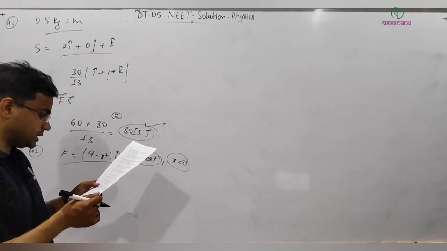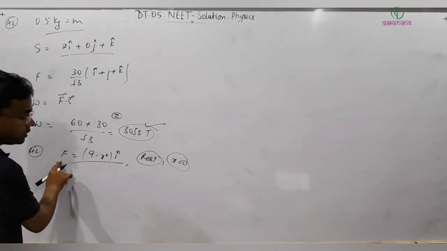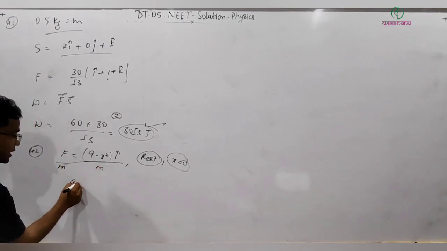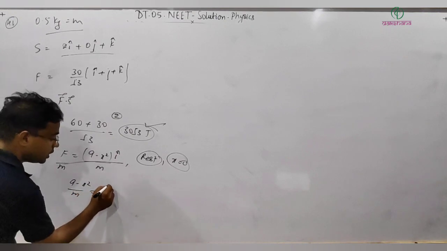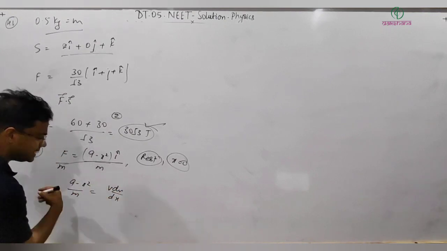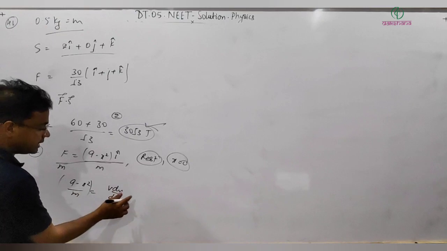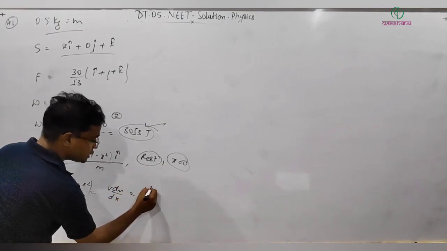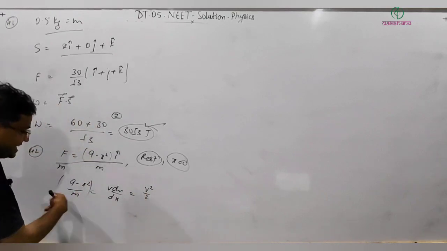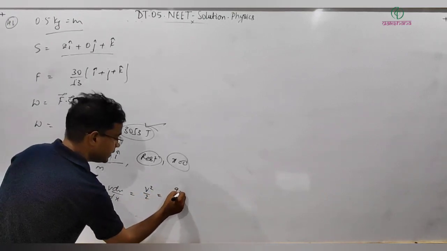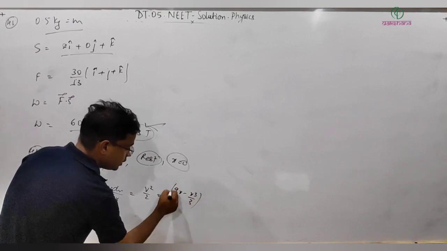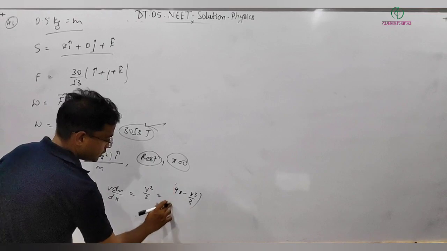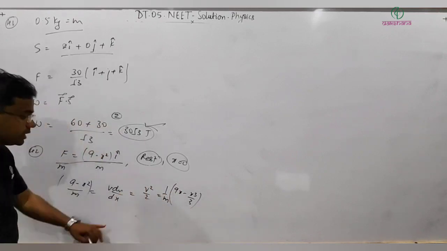Then for the maximum kinetic energy, I can write this force divided by mass will be the acceleration. So (9 minus x square) by m is equal to what? V dv by dx. Simply integrating it, initially it is given x equal to 0, it is at rest, so this implies v square by 2. Initial velocity is also 0. Directly integrating it, we are getting (9x minus x cube by 3) divided by m for v square by 2, with 1 by m. Okay, so we got velocity.